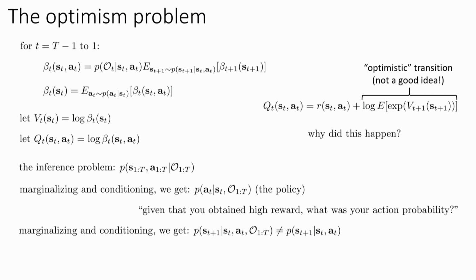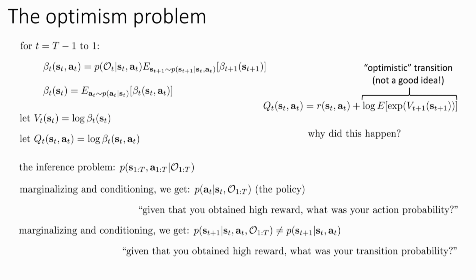But you can also marginalize and condition and get the dynamics, P of S_t+1 given S_t, A_t, comma O 1 through capital T. That is not equal to the real dynamics of the environment. Why? Because this asks the question, given that you obtained high reward, what was your transition probability? When I buy a lottery ticket, maybe I have a 0.000000001% chance of winning the lottery. Everything else means I lose. But given that I got $1 million, given that you have that evidence, your posterior belief over how likely I am to have gotten lucky should be quite a bit higher, because you know that I actually got that $1 million. That's a correct thing to do from the standpoint of probabilistic inference. But it's a very peculiar thing to do from the standpoint of control, because of course you can't really plan to win the lottery.